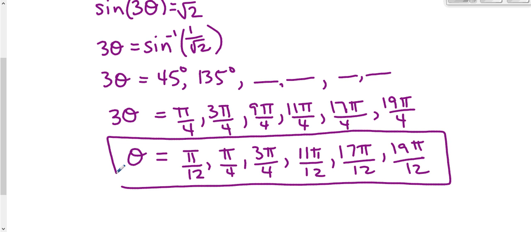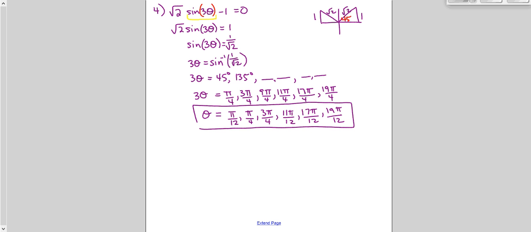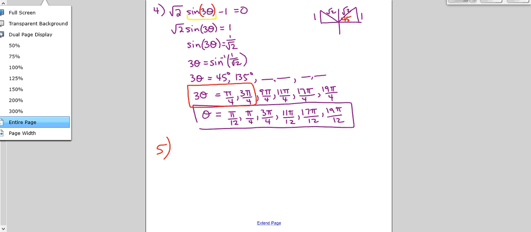Okay, let's take a look at number 5. For number 5, what we're doing is going back to number 4 and finding all solutions. So let's go back to the point where we knew that 3 theta was pi over 4 and 3 pi over 4, and let's convert that into a different set of solutions.